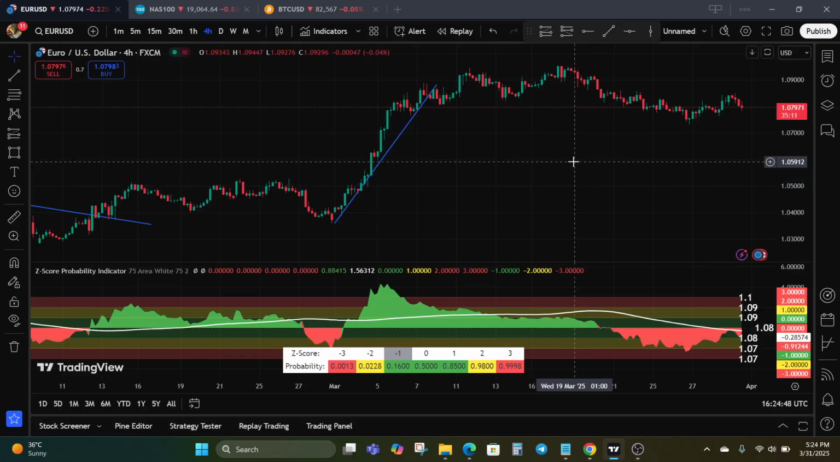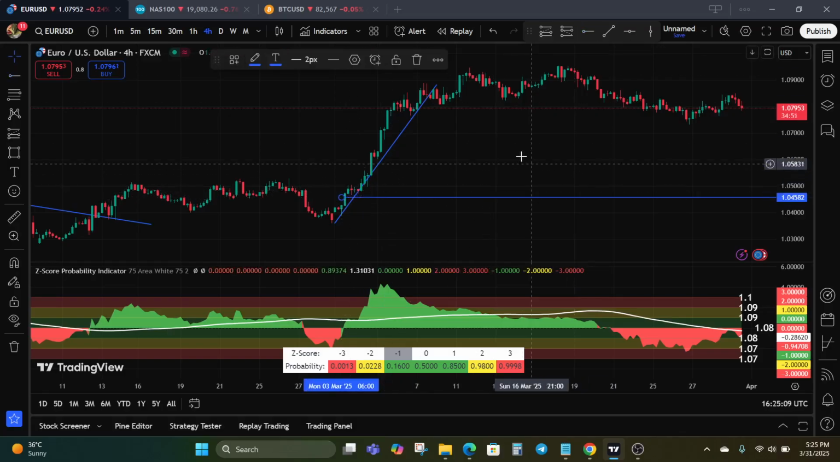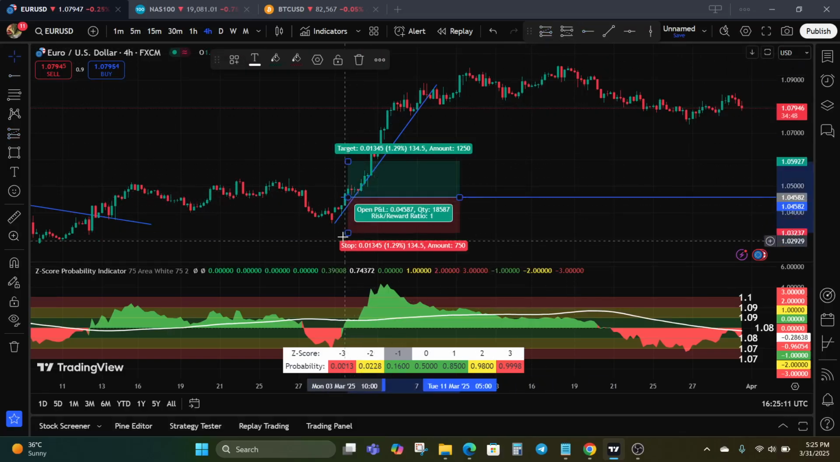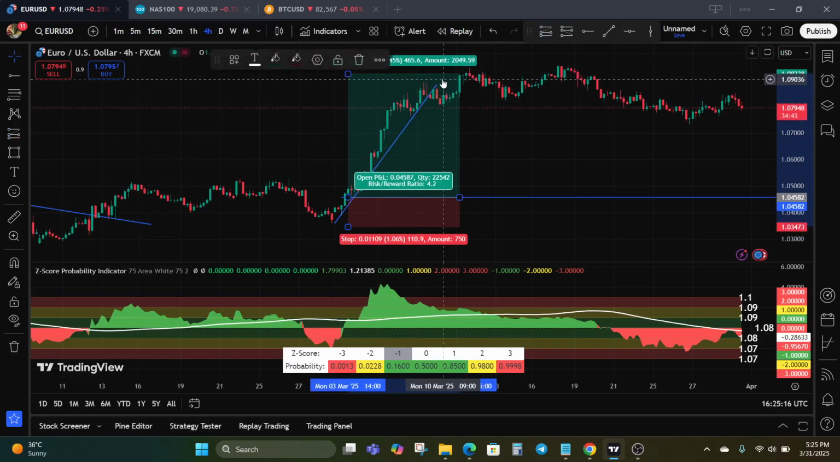You can buy when the Z-score remains positive and confirm entries with moving averages or momentum indicators like RSI. So when you have the Z-score indicator being positive and you get bullish candlestick patterns, you can confirm your entries with other indicators. Then when you enter your buy, you can set your stop loss below the previous swing low, and then your take profit target can be around resistance zones. Or you can wait for when the Z score drops into the negative territory to exit your buy.